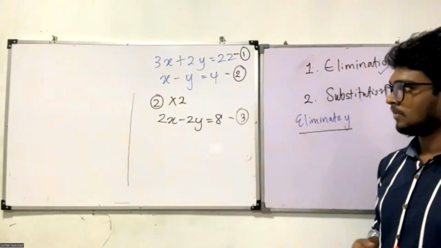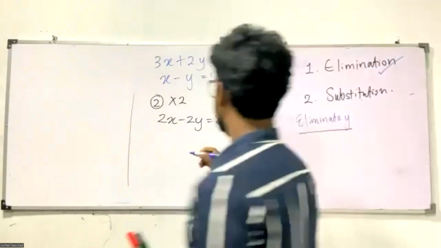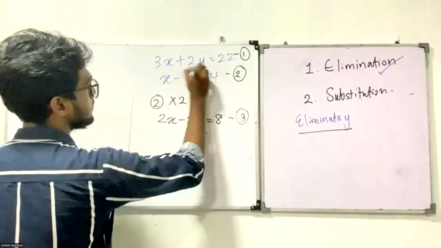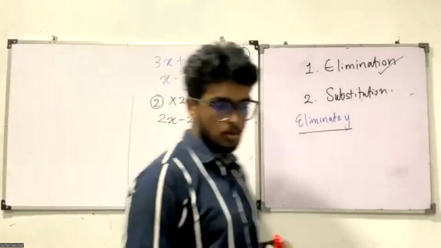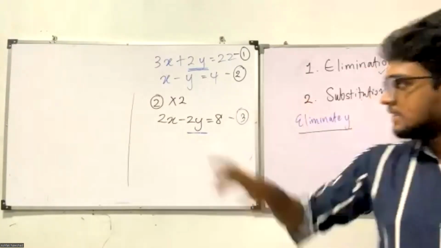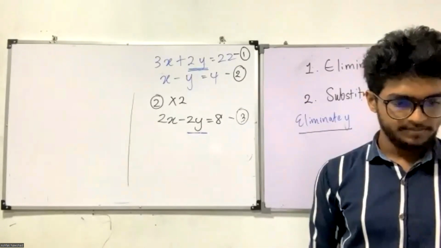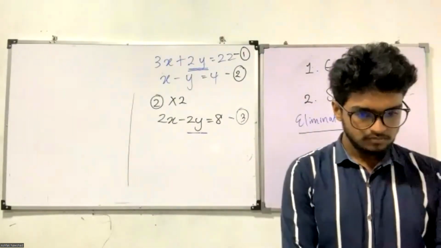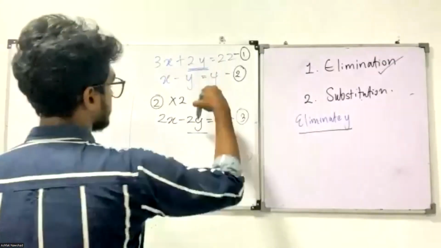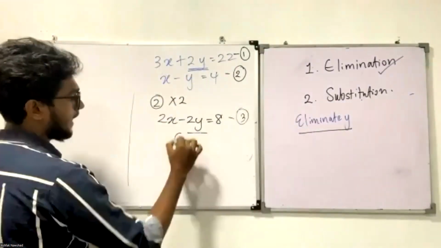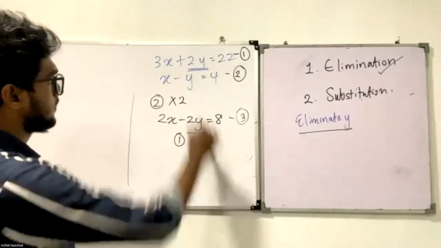Let's see. I chose to eliminate y. So now the y coefficients are equal here. In 1 and 3, the y coefficients are equal. So the coefficients are equal and the signs are different. So what should I do? Should I add or subtract? We must add. So I'm going to add 1 plus 3, the first equation and the third equation.